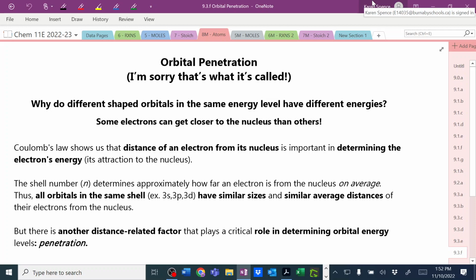So, why do different shaped orbitals in the same energy level have different energies? And the answer is that some electrons can get closer to the nucleus than others. Now, are you guys familiar with Coulomb's law? Do you know Coulomb's law?